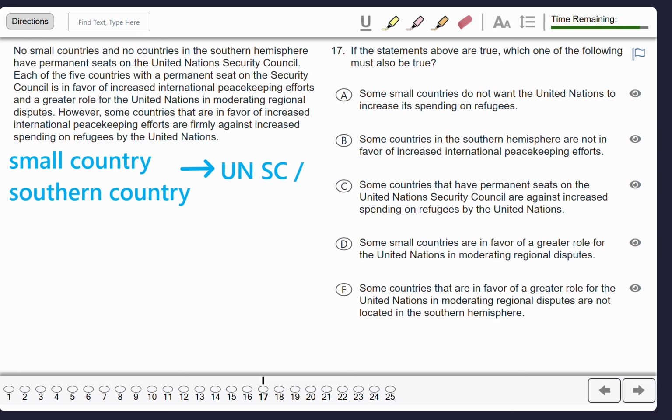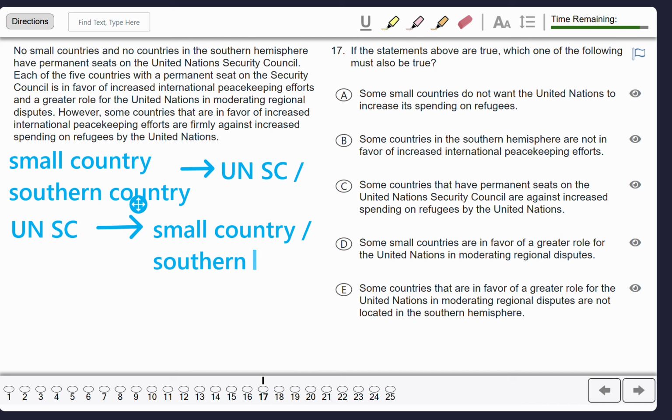Okay? Taking the contrapositive, what else can I say? Well, I can say that if you are a permanent member of the UN Security Council, you are not a small country. And I can also say you are not a southern country. You are not a country in the southern hemisphere. Okay, great. These are necessary conditions for being a permanent member of the UN Security Council: not being a small country and not being a country in the southern hemisphere. It's a sufficient condition to not be a permanent member of the UN Security Council to be a small country or a southern country, a country in the southern hemisphere.